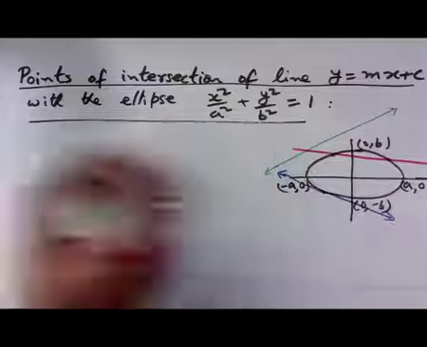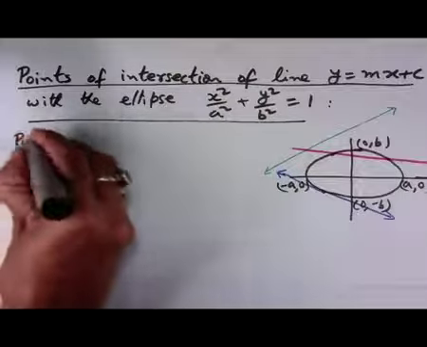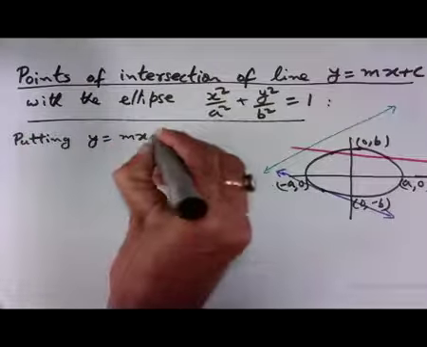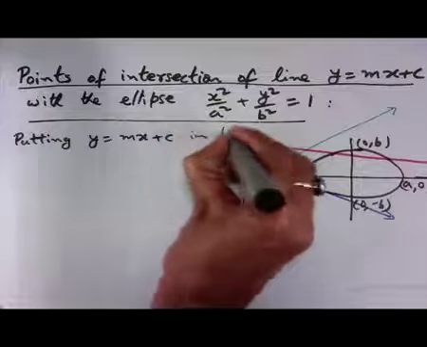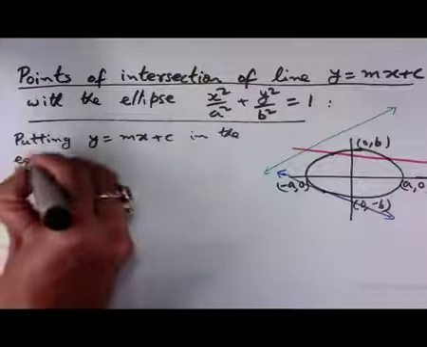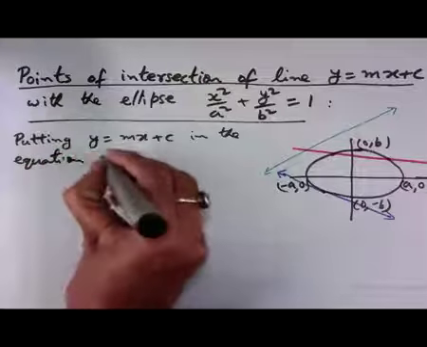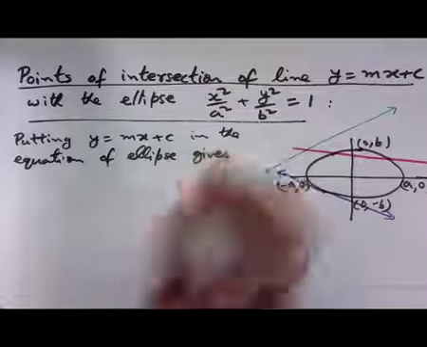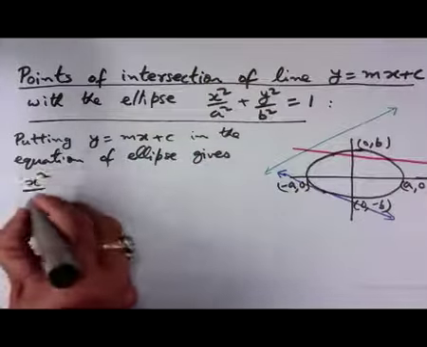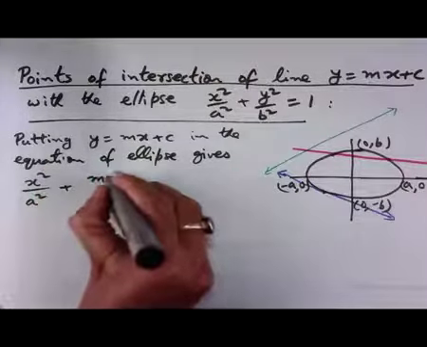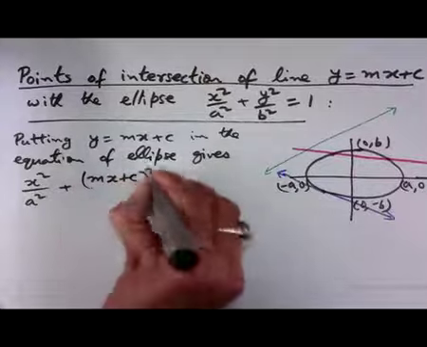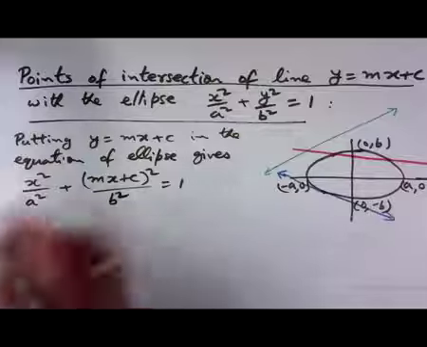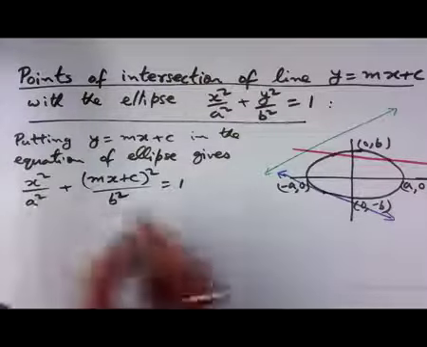So, putting y equal to m x plus c in the equation of ellipse gives x square by a square plus m x plus c whole square by b square equal to 1, and then we have to solve for x from this equation.